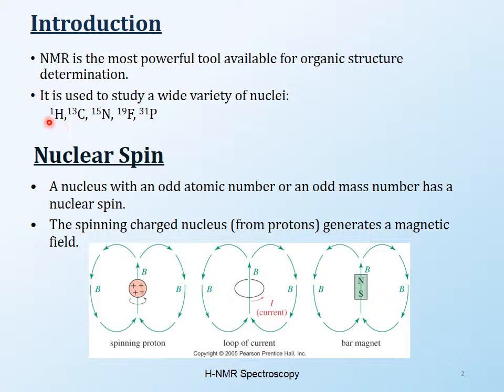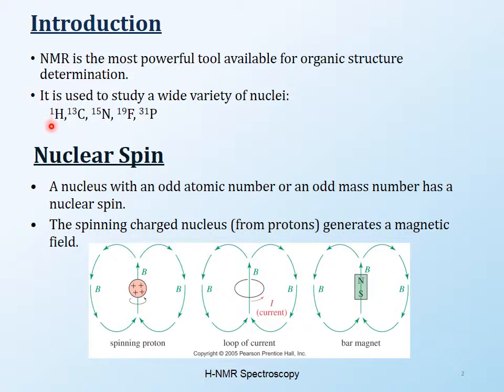But hydrogen and carbon, they can be studied by using the same instrument. One thing I want you to note is that hydrogen 1 is the most abundant isotope of hydrogen. However, carbon 13 is not the most abundant isotope. Carbon 12 is the most abundant isotope for carbon, not carbon 13. But for NMR, you study carbon 13 and not carbon 12. So we will talk about why we do that when we get to carbon 13 NMR.